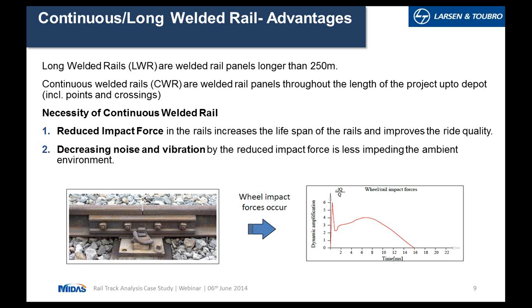In the following slides, we will describe the basic theory and concepts, which you all must be aware, but just to recapitulate for the audience who are first time attending this webinar. As per the Indian Railways LWR manual, LWR are rail panels welded to more than 250 meter in broad gauge, and CWR rails are continuously welded throughout the project from the depot, including points and crossings. We consider CWR as a necessary evil, as it has its own advantages and disadvantages.